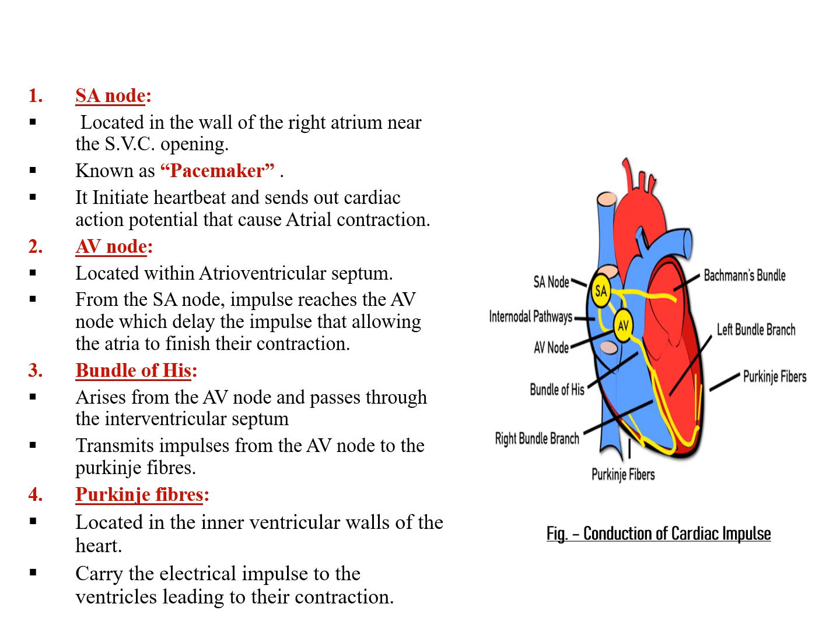The bundle of His has two branches. The left bundle of His sends the signal to the left ventricle via Purkinje fibers, and the right bundle of His sends the signal through the Purkinje fibers to the right ventricle. Then the Purkinje fibers, which are located in the inner ventricular walls of the heart, carry the electrical impulse from the bundle of His to the ventricles, leading to the contraction of the ventricles.